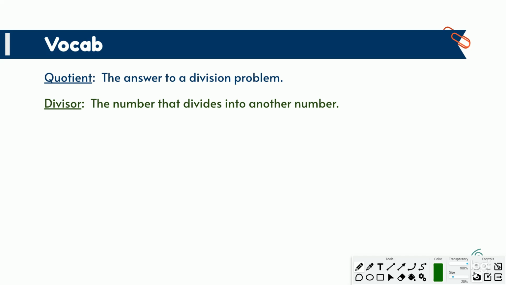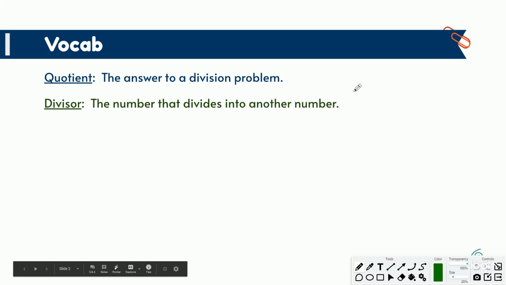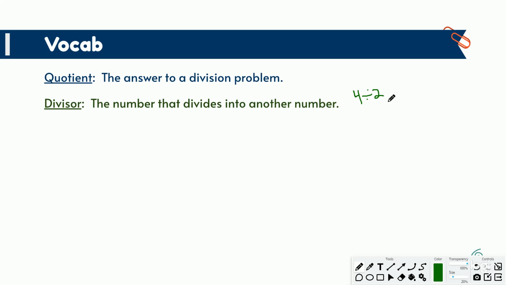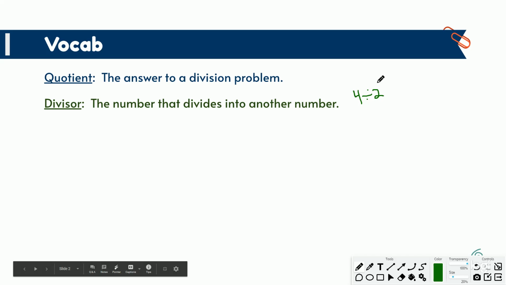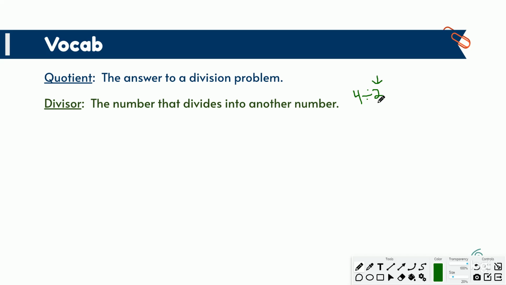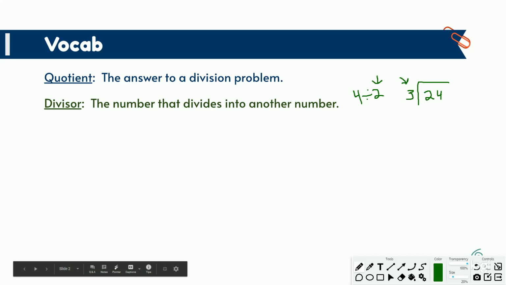The next one we have is the divisor, and that is the number that divides into another number. So if I have 4 divided by 2, this 2 is my divisor because it's dividing into 4. If it's a long division, the number that's dividing into the other number is 3. So 3 is dividing into 24. So divisor is a number that's dividing into another number.